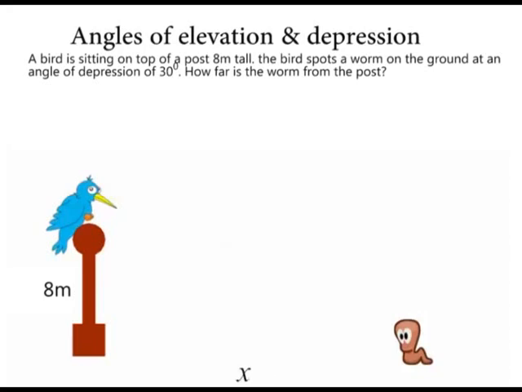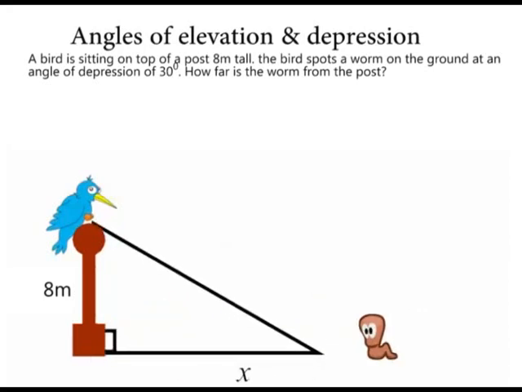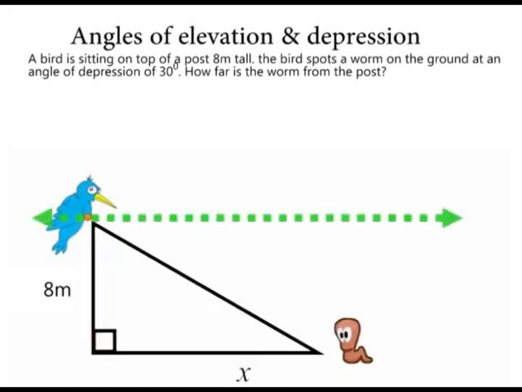So how far is the worm from here? This can be depicted by a right angled triangle. This is the horizontal, and this angle is 30 degrees. The angle of depression is equal to the angle of elevation. And so we find x.